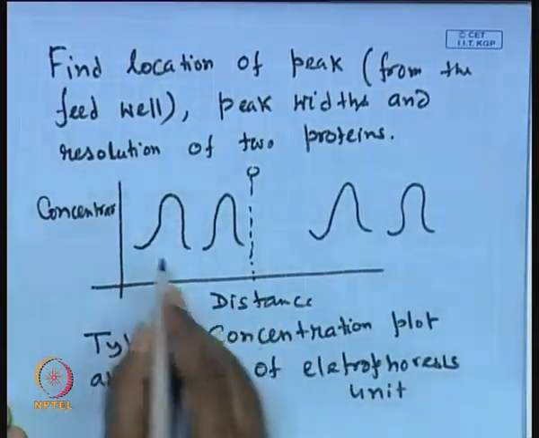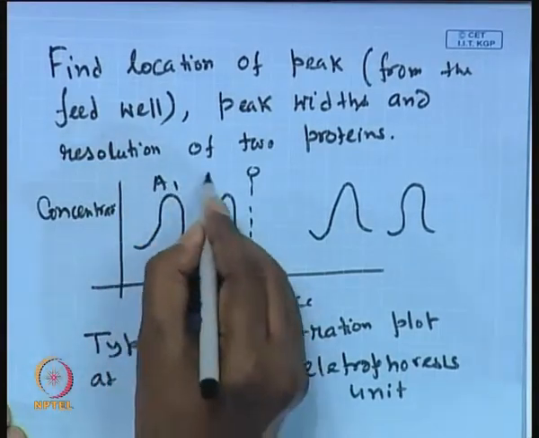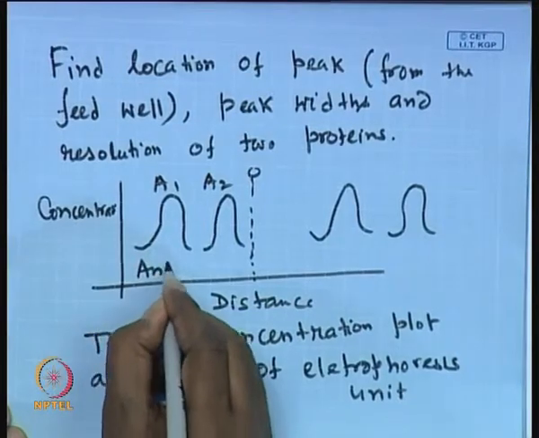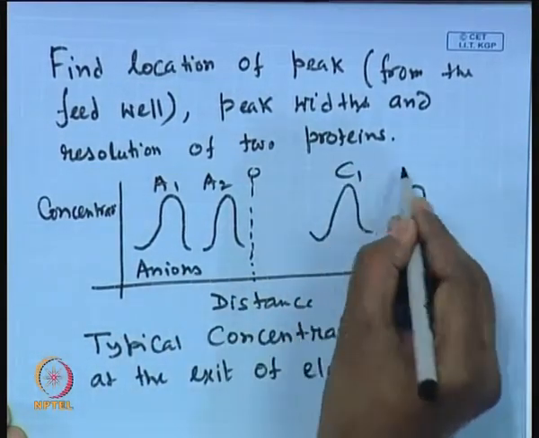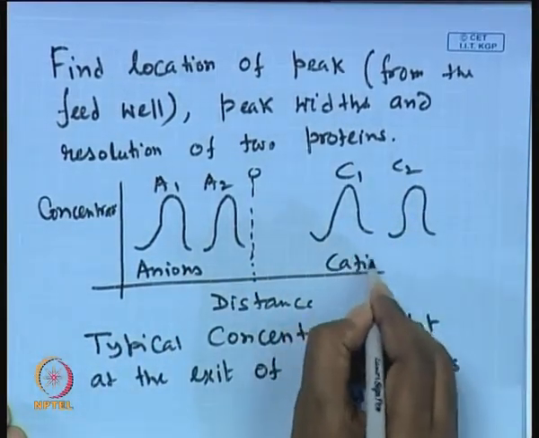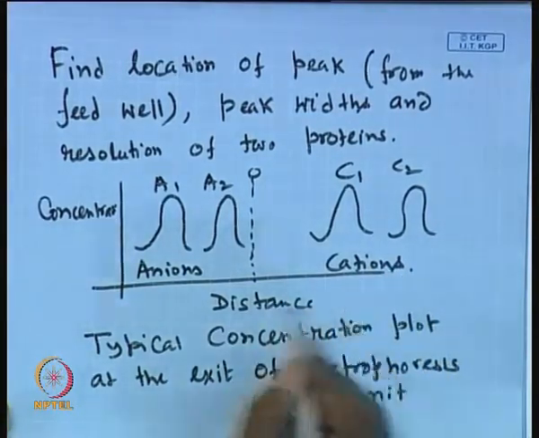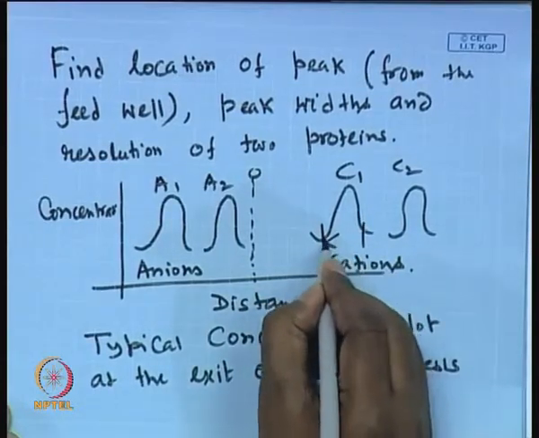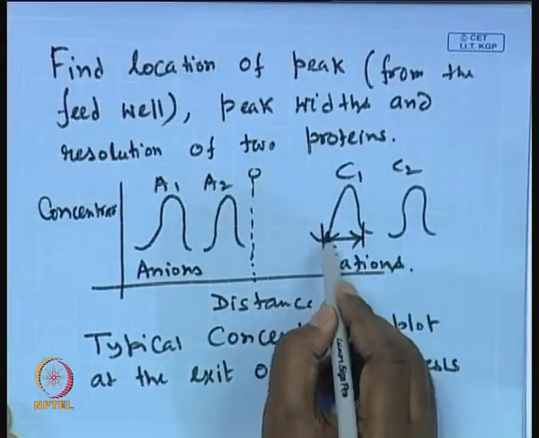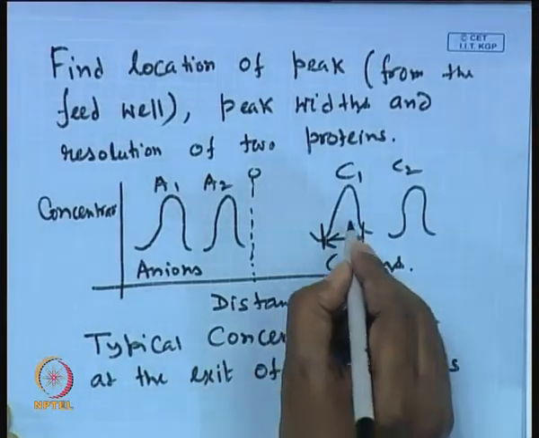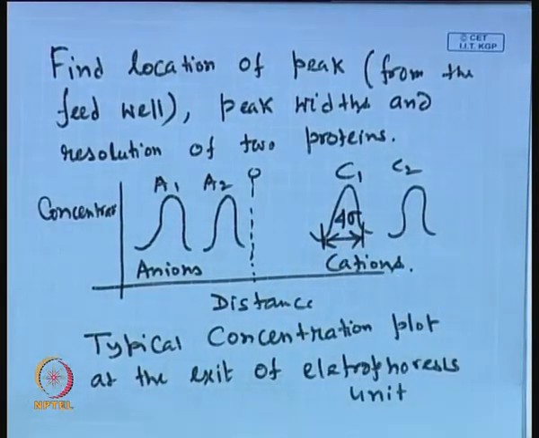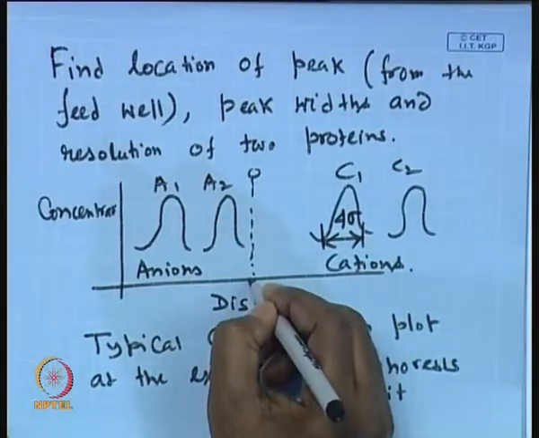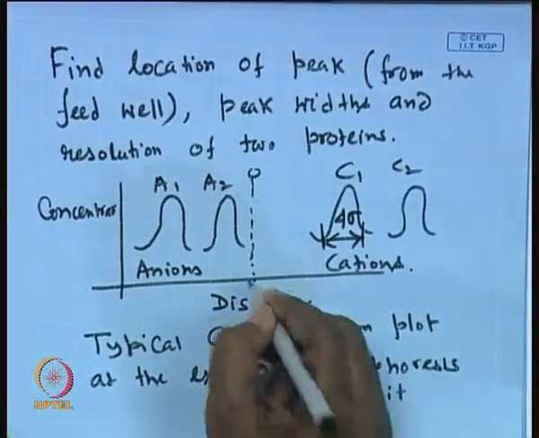Let us say these are A1 and A2, the anions, and these are C1 and C2, the cations. They move in the opposite direction, and the width of the concentration peak is given by 4 times sigma. And this is the location where the zero charge is present. So, this is the isoelectric point.